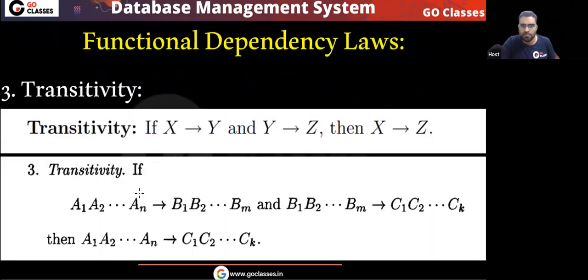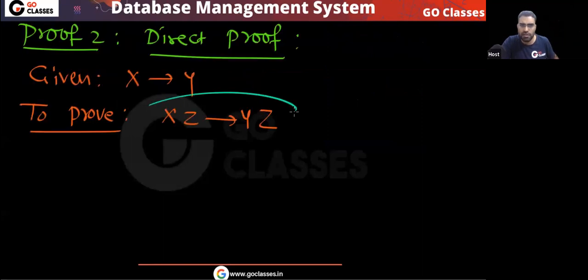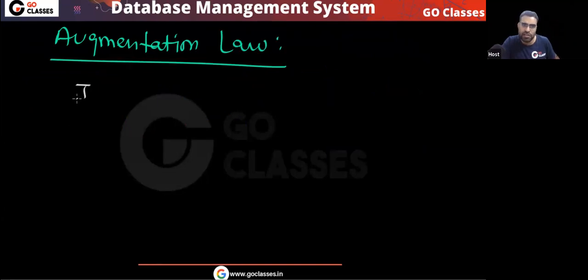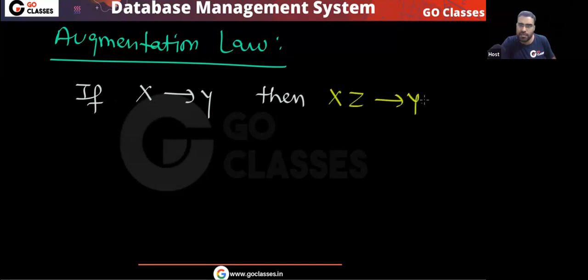I hope you understood. So remember this augmentation law. This is important. It says that if x determines y, then xz will determine yz. Very simple point. It's like this: if x can beat y, then xz can beat yz, something like that. Anyway, this is the augmentation law.